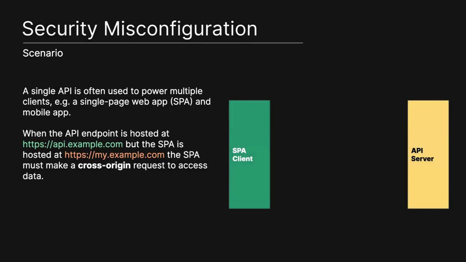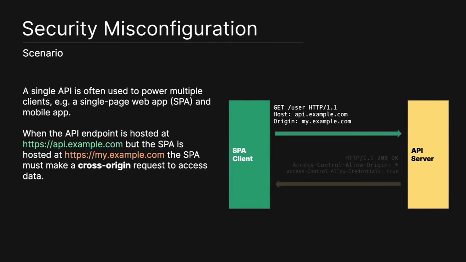So what does this look like from a flow or sequence diagram? Basically, the SPA client says, hey, GET /user HTTP/1.1, here's the host, api.example.com. Origin, I'm running from my.example.com. The API server responds back and says, okay, cool, here you go. Access-Control-Allow-Origin is set to star, and Access-Control-Allow-Credentials, which is the CORS header that basically allows you to pass across authenticated session information like a cookie.